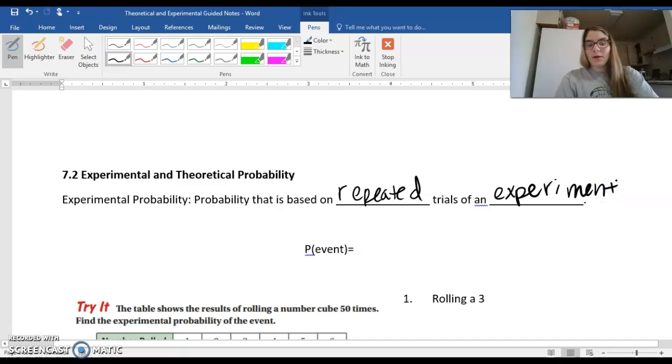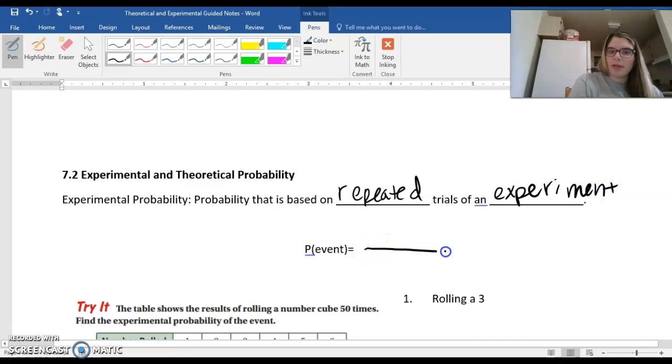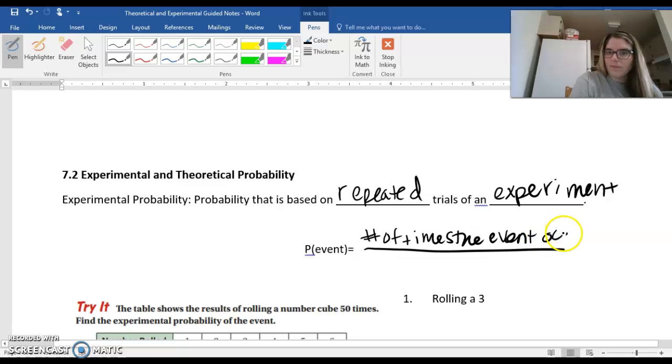All right, so to find the probability of the event, we're going to make a fraction. On the top goes the number of times the event occurs, and on the bottom goes the total number of trials.